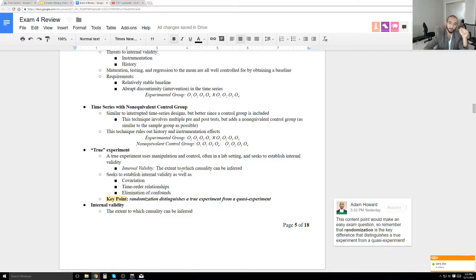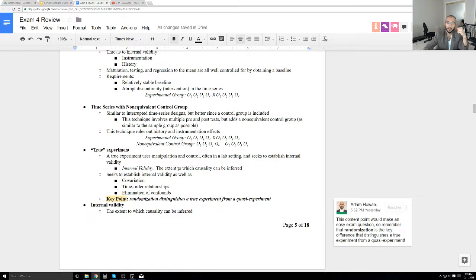A true experiment uses manipulation and control. A quasi-experiment is different in that it uses no randomization. If there's no randomization, it is a quasi-experiment. If there is randomization, it's a true experiment. Both may use manipulation and control. A quasi-experiment doesn't necessarily have to have a control, but it can.